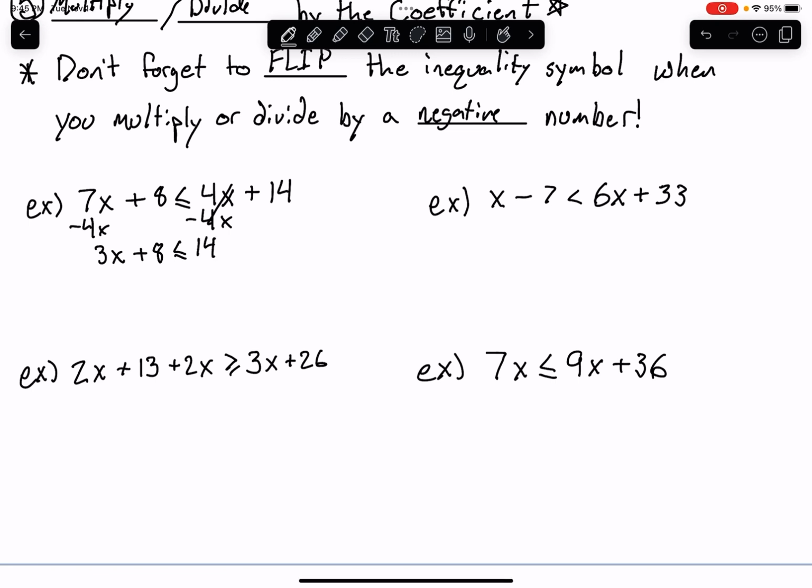We are then going to move on to step 4, which was to add or subtract our coefficient. Or sorry, not coefficient, our constant, my mistake. So we're going to subtract 8. 3x is less than or equal to 6. Divide by 3, and we're going to have x is less than or equal to 2.